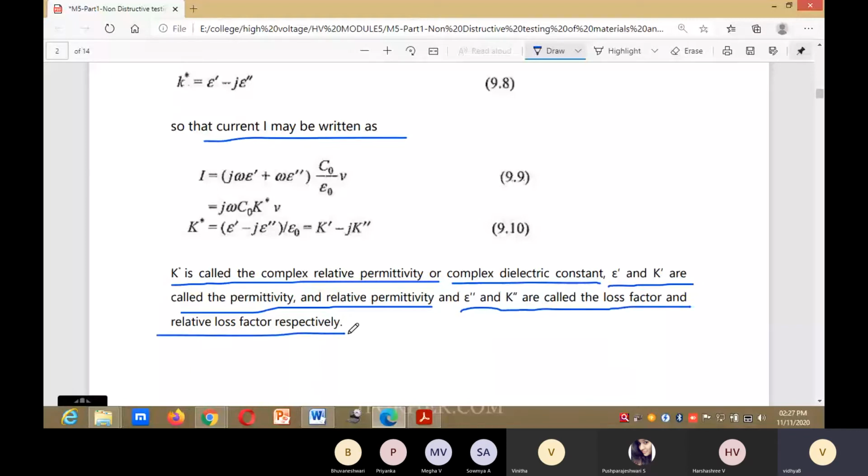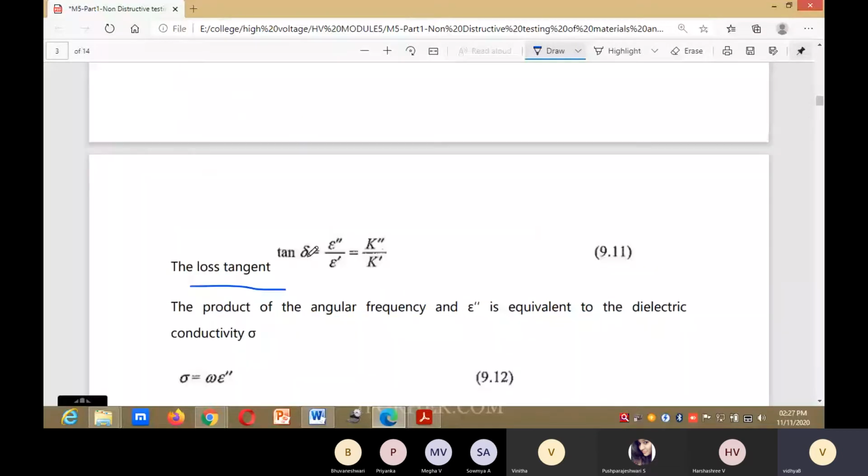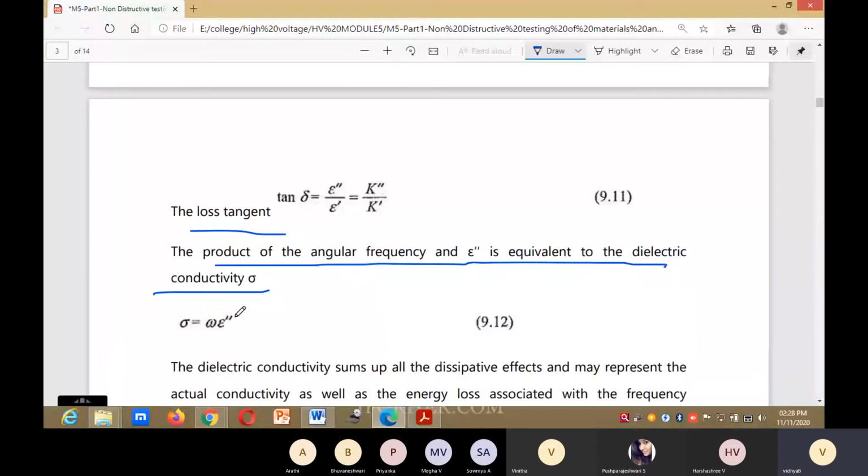respectively. Next is loss tangent, that is tan delta. Tan delta is equal to epsilon double dash divided by epsilon dash, or K double dash divided by K dash. The product of the angular frequency and epsilon double dash is equivalent to the dielectric conductivity, that is sigma is equal to omega into epsilon double dash.